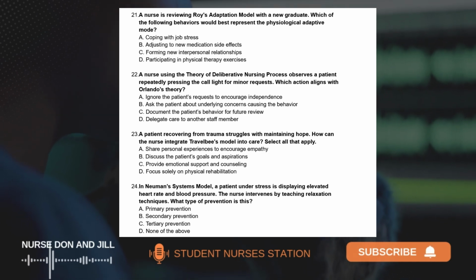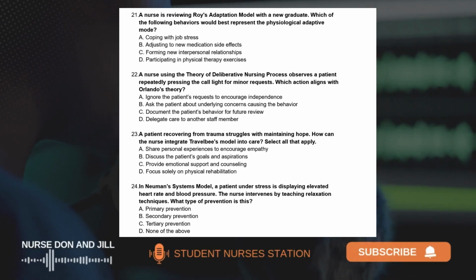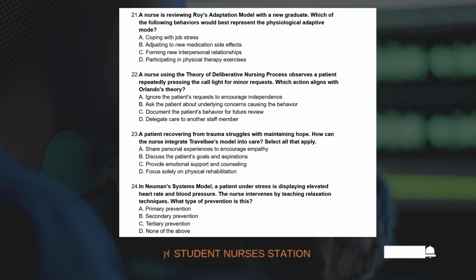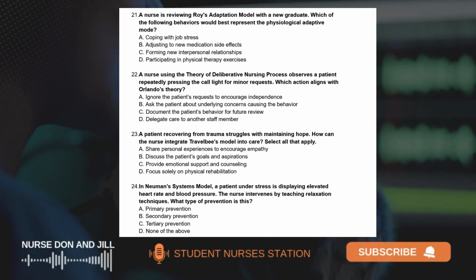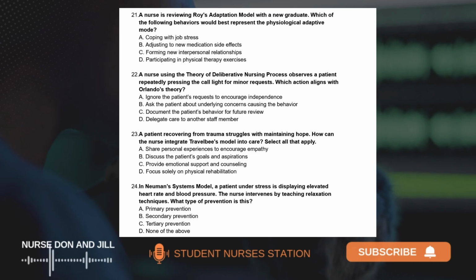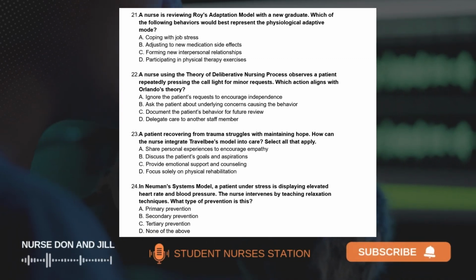Okay, what's next? Question 24. In Neuman's systems model, a patient under stress is displaying elevated heart rate and blood pressure. The nurse intervenes by teaching relaxation techniques. What type of prevention is this? Remember those levels of prevention we talked about? How do they apply to Neuman's model? Okay, so primary prevention is about stopping the stressor before it affects the patient. Secondary is about early intervention to minimize the impact. And tertiary is about helping them recover after they've been affected.